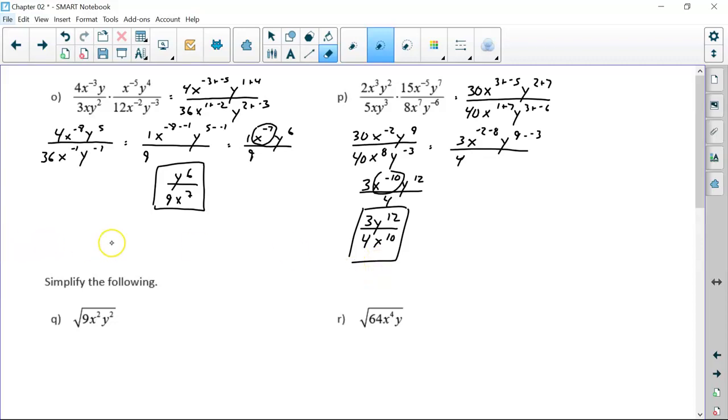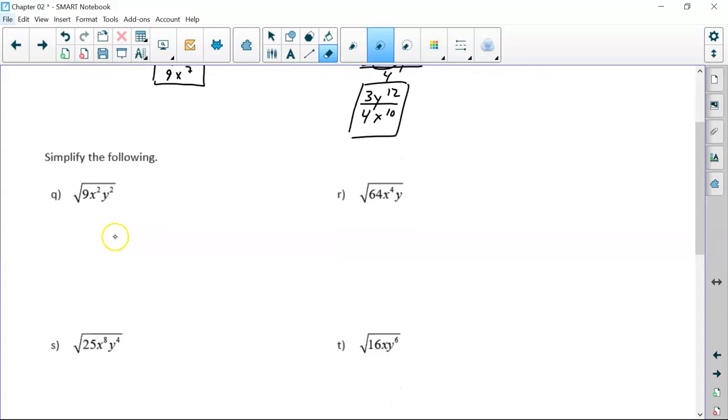Okay, now, simplifying with the square roots. Remember, we have that product property, the square root of a times b. It's the square root of a, square root of b. So what we're going to do is we're going to split them up. The square root of 9, the square root of x squared, and the square root of y squared.